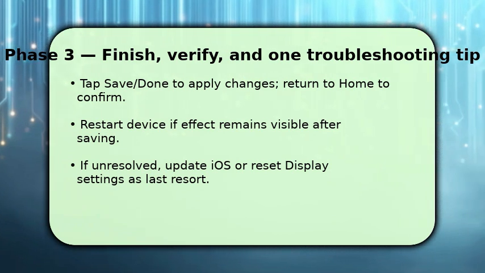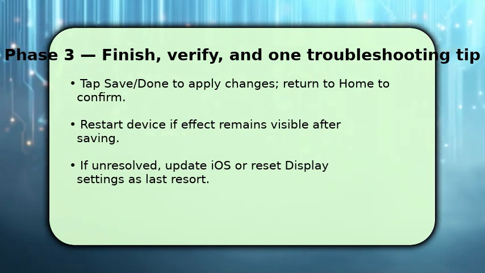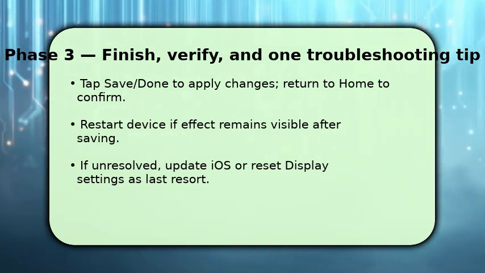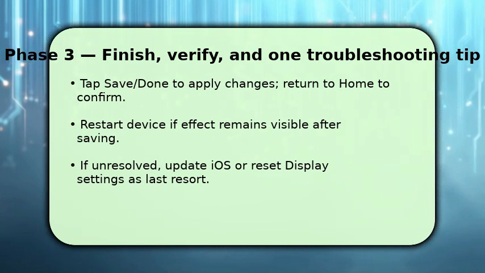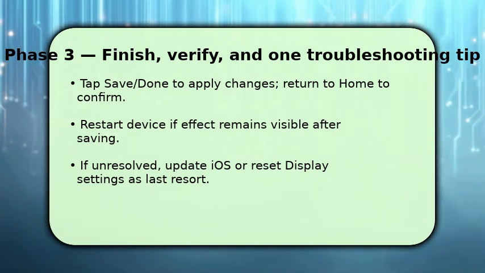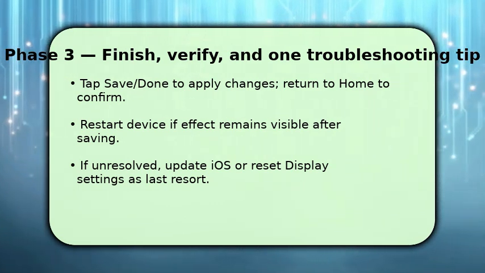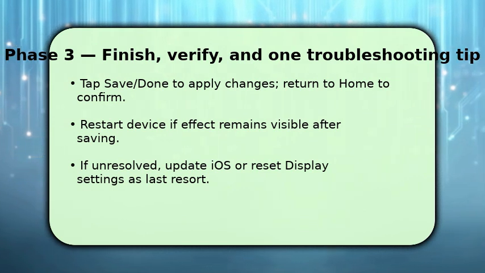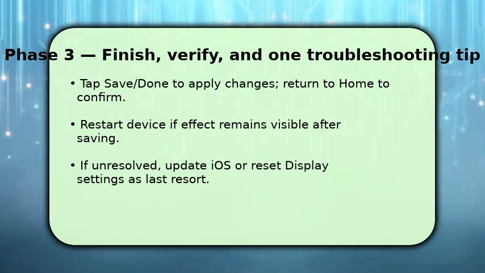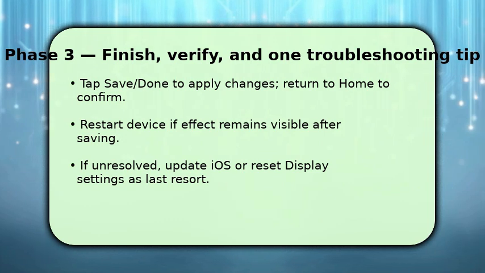Simple reboots clear cached visuals. If the problem persists, make sure iOS is up to date, because a bug can prevent toggles from applying. As a final step, reset display settings only. This preserves data while restoring visual controls. That single troubleshooting tip usually fixes stubborn visuals without a full device restore.